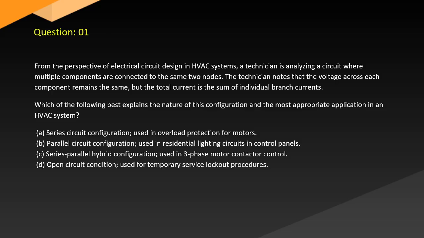Question 1. From the perspective of electrical circuit design in HVAC systems, a technician is analyzing a circuit where multiple components are connected to the same two nodes. The technician notes that the voltage across each component remains the same, but the total current is the sum of individual branch currents. Which of the following best explains the nature of this configuration and the most appropriate application in an HVAC system?